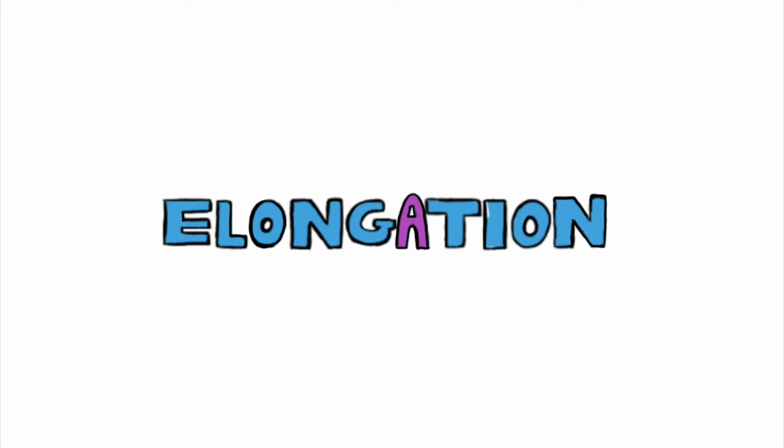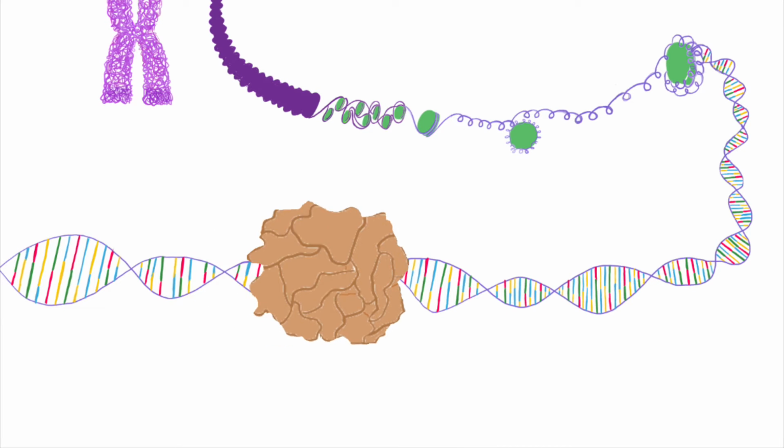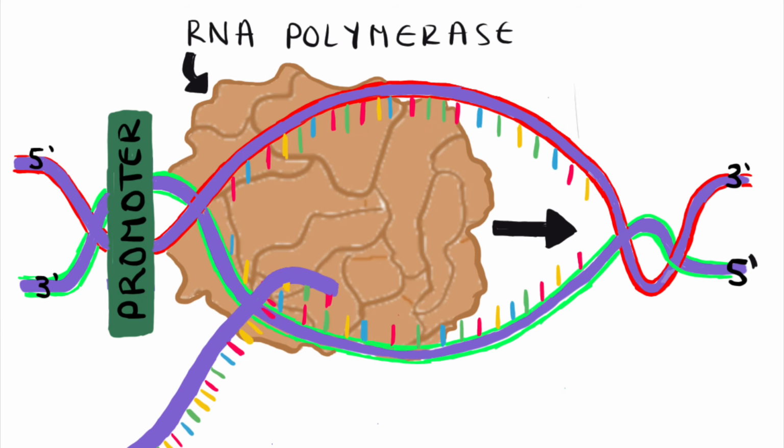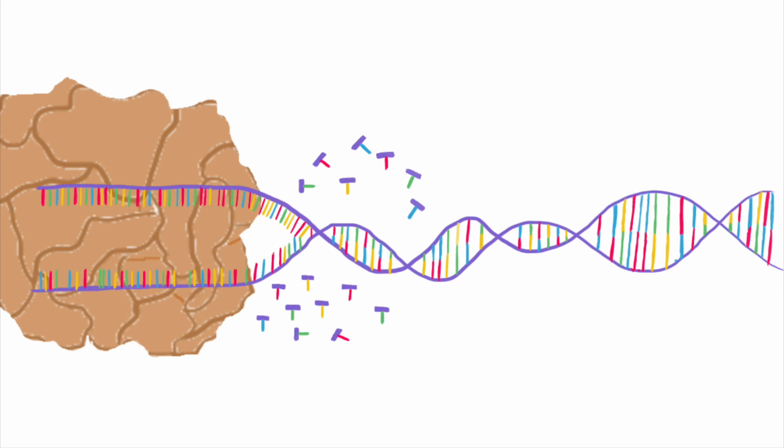Elongation. RNA polymerase moves downstream along the template strand, synthesizing the mRNA as it goes. Reading the antisense strand in a 3' to 5' direction, it generates the mRNA from the 5' end, attaching RNA nucleotides to the 3' end as it goes. This occurs via complementary base pairing.